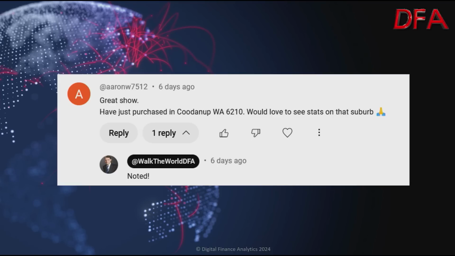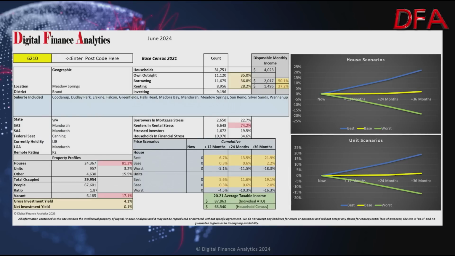This is from Aaron W7512, a great show. I've just purchased in Coolump, Western Australia, 6210. Would love to see stats on that suburb. Sure. Here we go. So this is actually including Meadow Springs and Mandurah. So it's the south of Perth area.